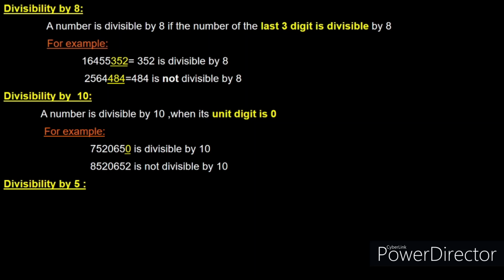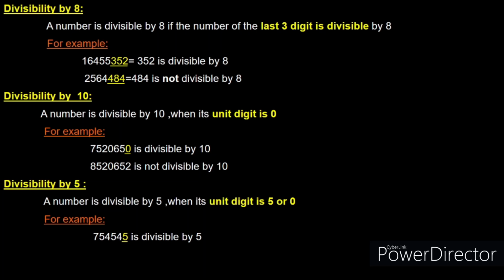Next, divisibility by 5. A number is divisible by 5 when its unit digit is 5 or 0, right? When the unit digit is 5 or 0, it is definitely divisible by 5. 754545 is divisible by 5. Next, 852050 is divisible by 5, obviously.